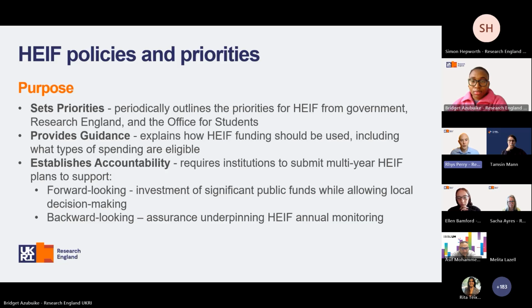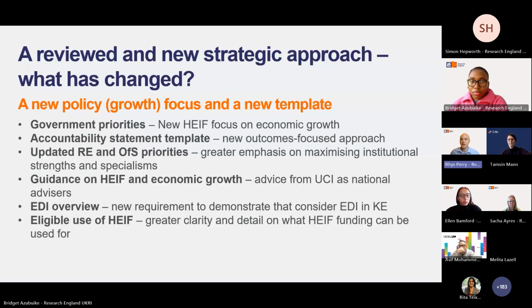It also provides assurance that public funds will be spent suitably, whilst also leaving flexibility for local decision making over the assurance period. To complement these forward-looking accountability statements, we also collect more backwards-looking annual monitoring statements, which provide the evidence of successes that have been achieved. Next slide. As mentioned, the team at Research England have reviewed previous policies and priorities for HEIF, along with our approach to accountability. Essentially, the material being presented today is the outcome of this review work.